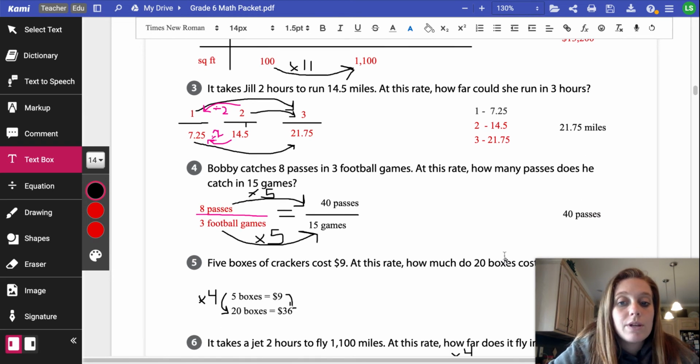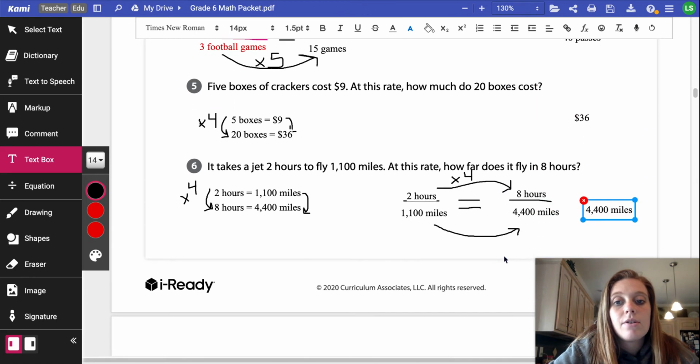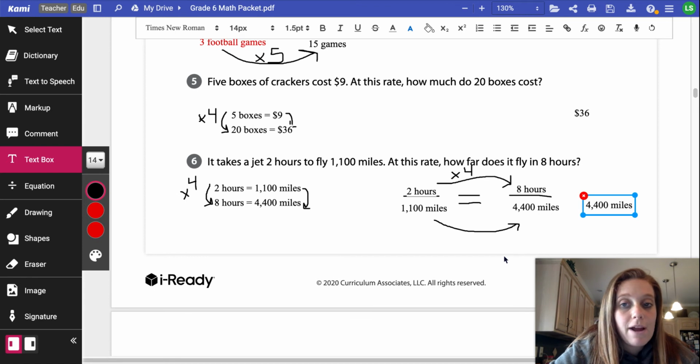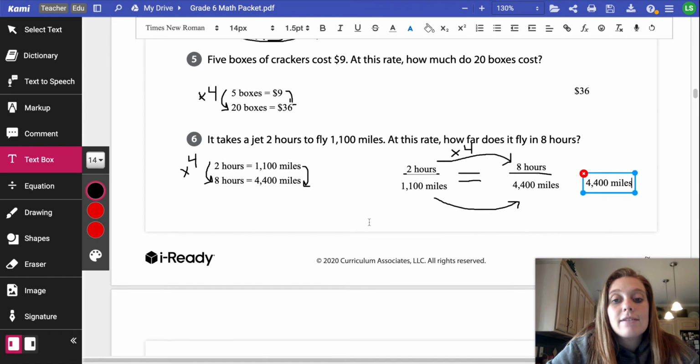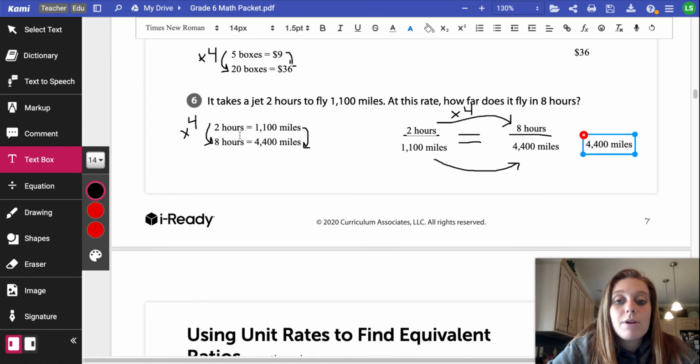Question 4, we used equivalent fractions, and we found a solution of 40 passes in 15 games. Question 5, we used benchmark fractions and found the relationship from boxes. 5 boxes to 20 boxes was times 4, and we got $36 for 20 boxes. And then lastly, for question 6, we used benchmark fractions or equivalent fractions, and we got 4,400 miles.